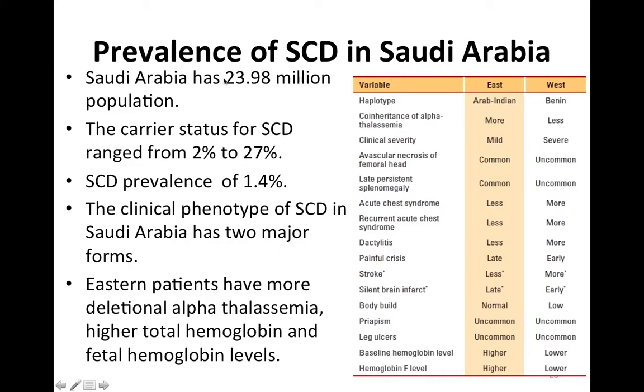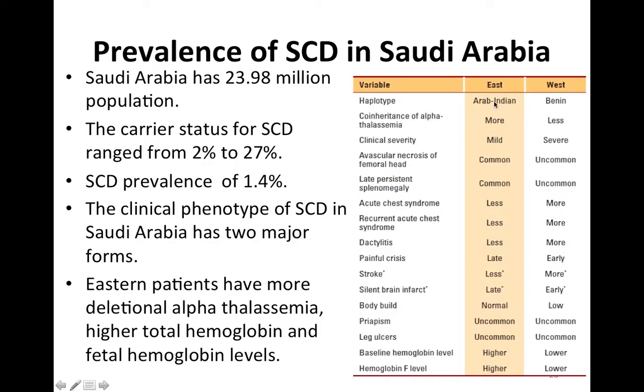So approximately 23.98 million Saudis are present, and the carrier status is 2 to 27%. Different regions have different frequencies. SCD prevalence is 1.4%. Out of the total 23.98 million population, 1.4% of individuals have sickle cell anemia. The clinical phenotype has two major forms, the eastern side and the western side, and you can see the clinical differences.